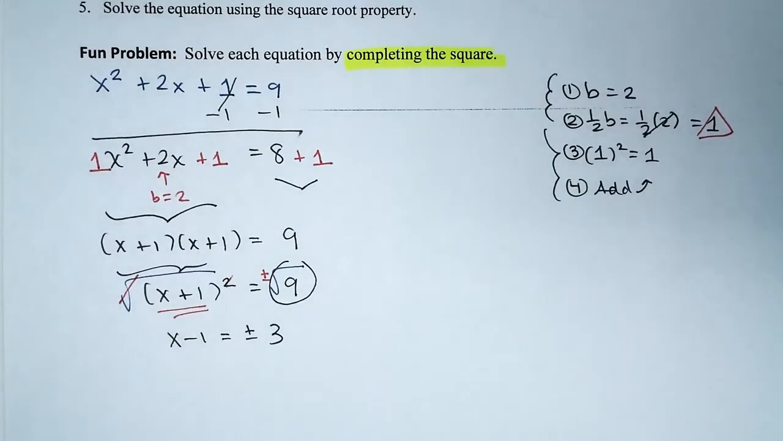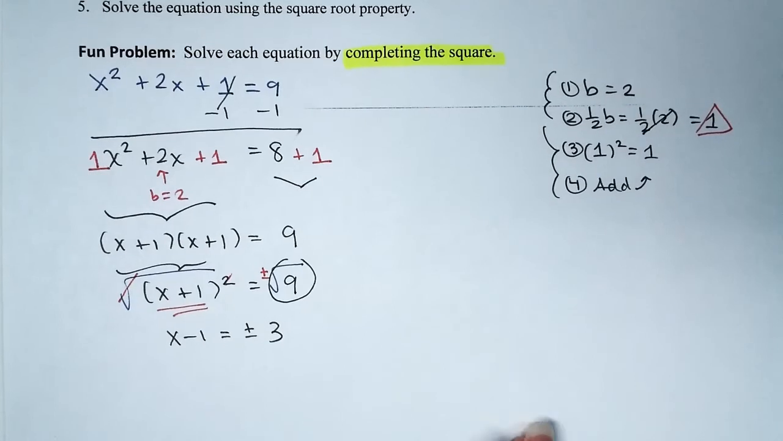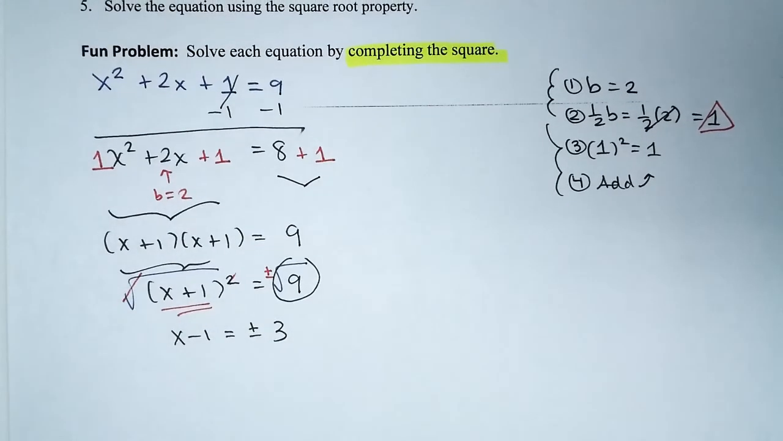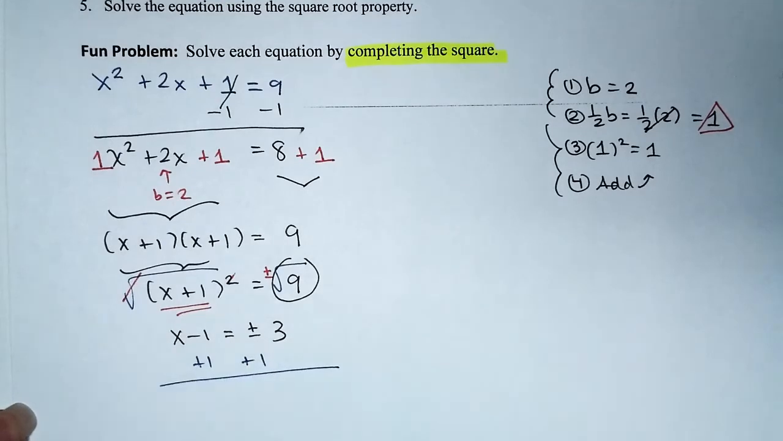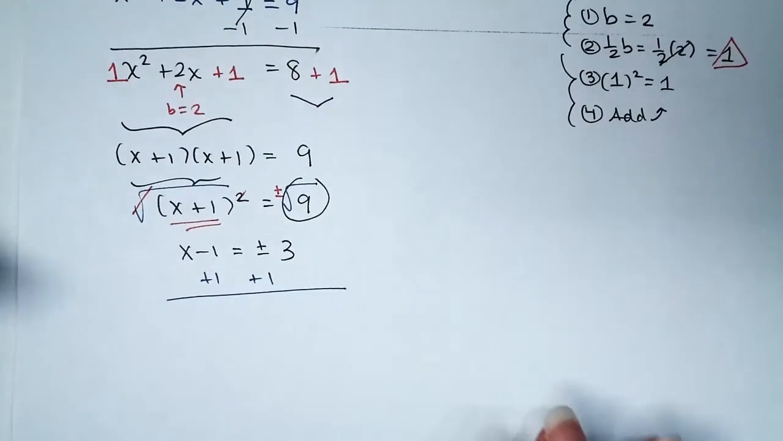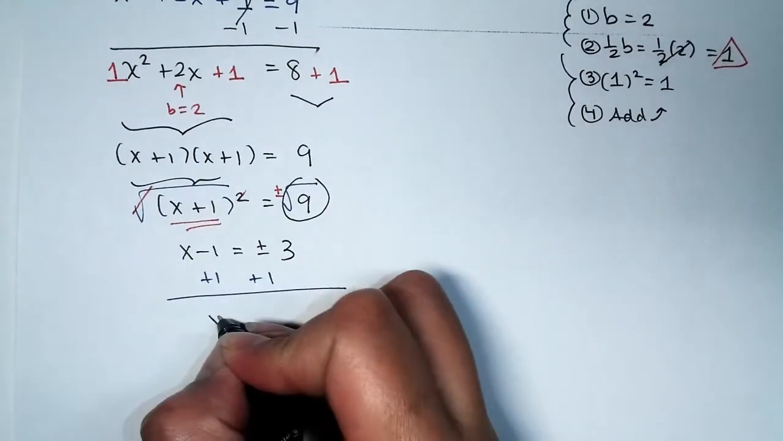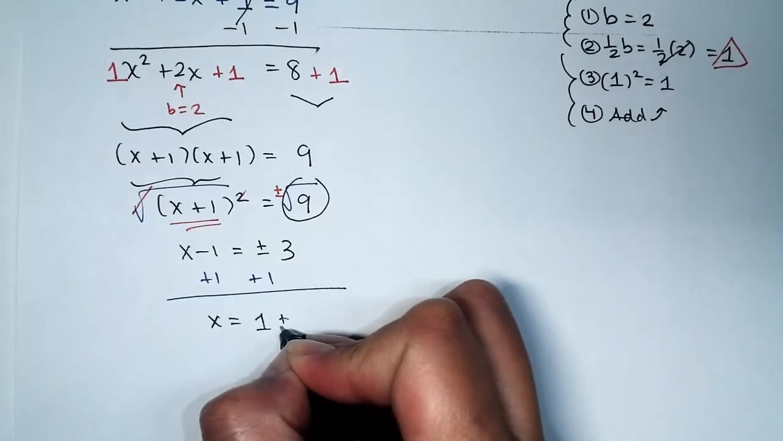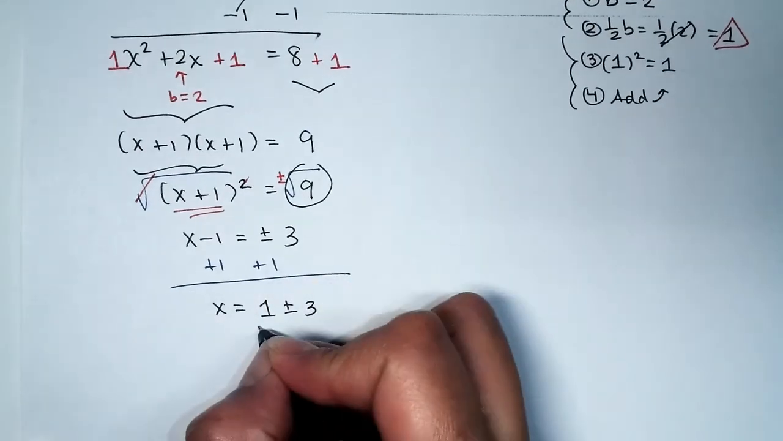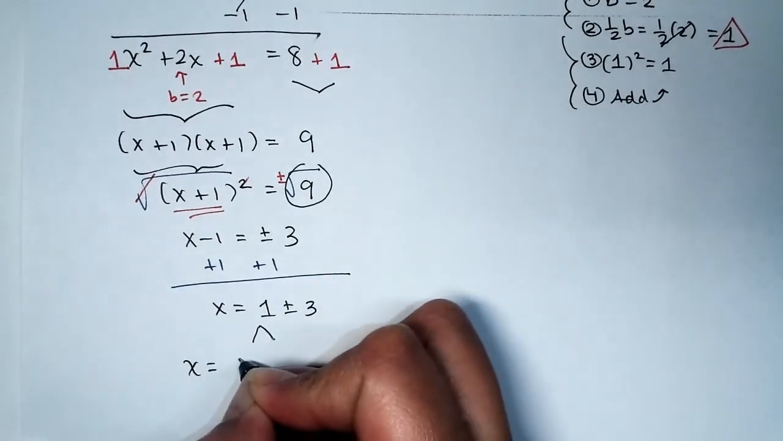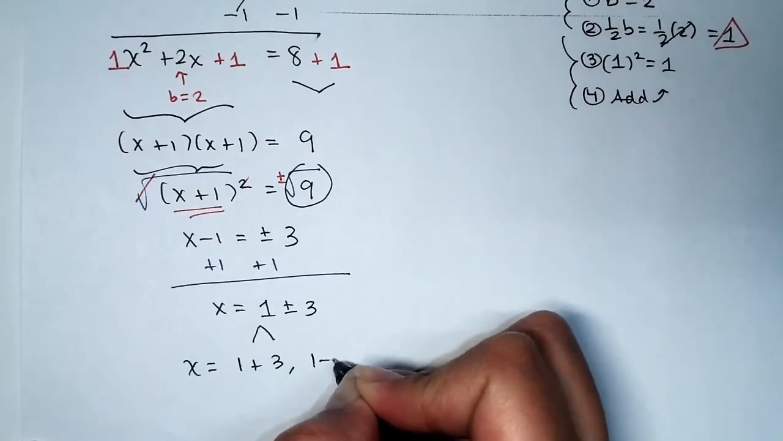Fantastic. Let's isolate the x. Last time I checked, opposite of subtraction is addition, so let's go ahead and add 1 to both sides. And when we do, that will give us x equals 1 plus or minus 3. So remember, your answer should not be submitted with the plus or minus symbol. So we have that x equals 1 plus 3 or 1 minus 3.